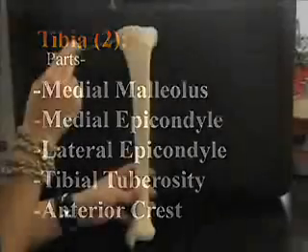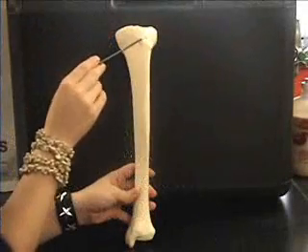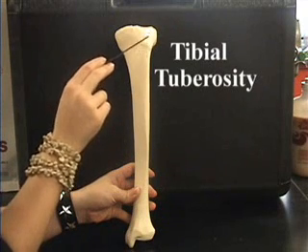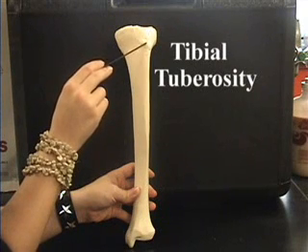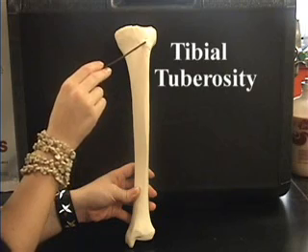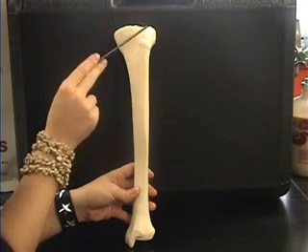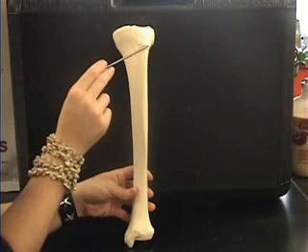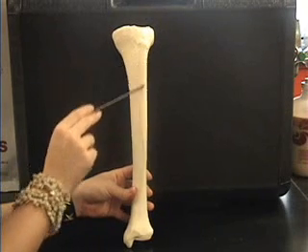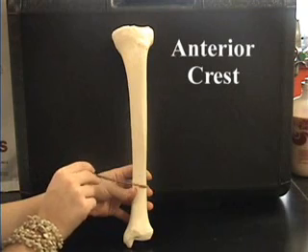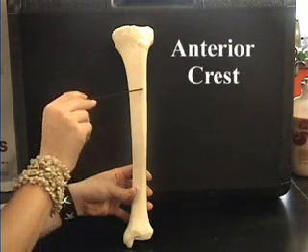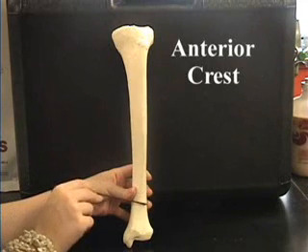Your tibia has the following parts. On the anterior portion of your tibia, you see this bump known as your tibial tuberosity. Remember, tuberosities, processes, tubercles, trochanters, all sites for muscle attachment. Tibial tuberosity. On the front of the tibia, you have your anterior crest, which is a line, anterior crest.